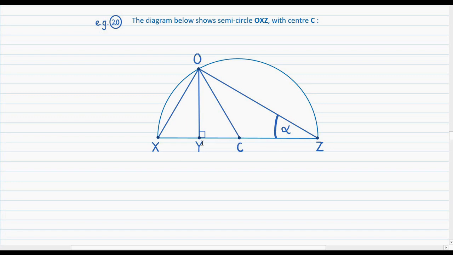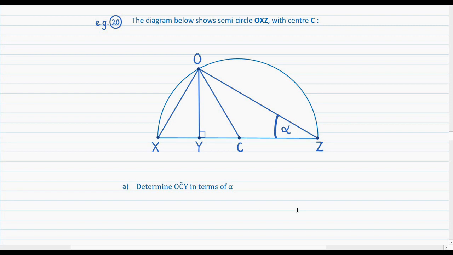Then you also have the point Y labeled, which is perpendicular to this point O, meaning it's at an angle of 90 degrees. And one angle has been highlighted, which has been labeled as alpha. So the first part of the question asks to determine the angle OCY in terms of this angle alpha.